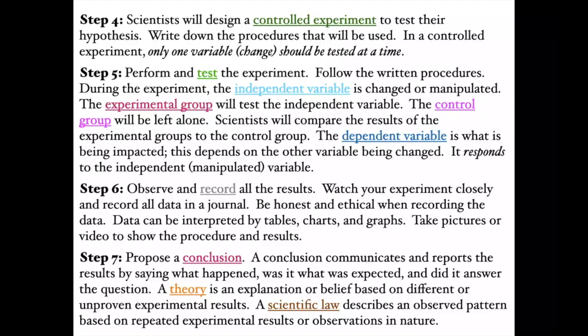Now, during the experiment, we are dealing with 2 types of variables, an independent variable and a dependent variable. Now, the independent variable is what is changed or manipulated. This is going to be dealing with the experimental group. So the focus here in the experimental group will test that independent variable. So if I'm doing an experiment and I have multiple changes that I'm going to be looking at, that is referring to the experimental part or the independent variable.